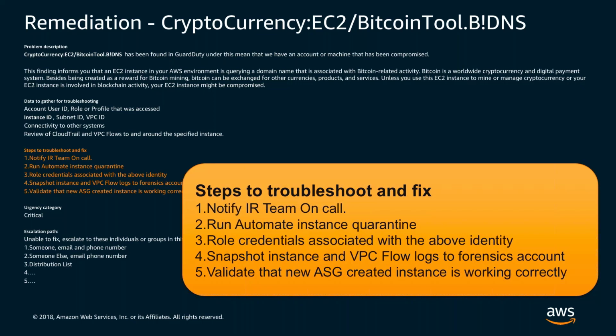And beyond that, if I have a third party coming in to help me with forensics, I want that third party to be able to access that data in a place that's not my production environment, because let's be honest, mistakes suck. And if you make a mistake in a production environment, it's never a good thing. So do it in a forensics account. And finally, we're going to validate that whatever new ASG created instance is working correctly. So I want to get a green light at the end of this and make sure that, hey, everybody's good, right? I think that's a pretty solid thing to do.